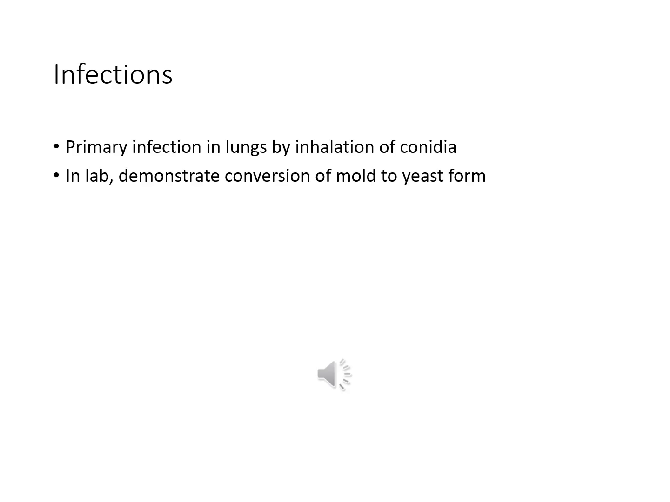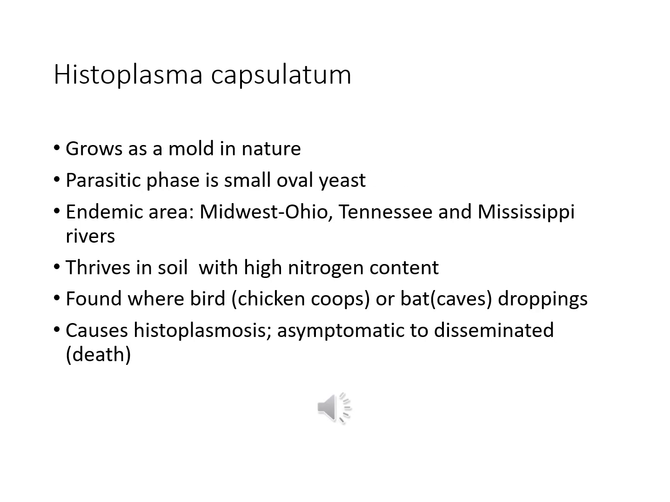In the lab, we will need to be able to demonstrate conversion of the mold to the yeast form to confirm identification. Histoplasma capsulatum grows as a mold in nature. In the parasitic phase, it will be a small oval yeast. It is found in the endemic areas of the Midwest, the Ohio, Tennessee, and Mississippi river valleys. Histoplasma will thrive in soil that has high nitrogen content. Histoplasma is also found where bird and bat droppings are located, so think of chicken coops and caves.